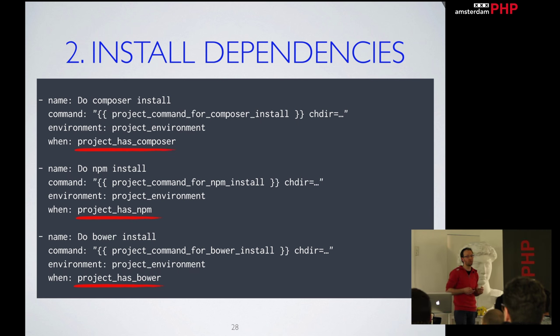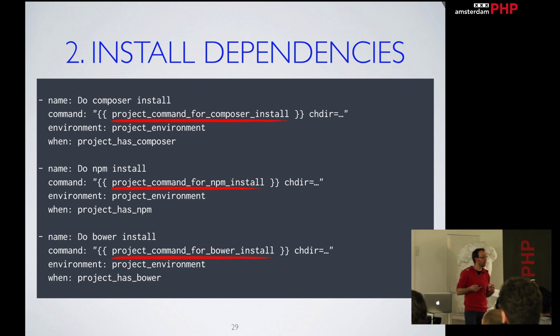And if you don't agree with our default for the command that is run when Composer is run, because we don't use the scripts and we optimize autoload, for example, then you can change the command that is used, because these variables have defaults inside the defaults folder for the role, but you can override those.